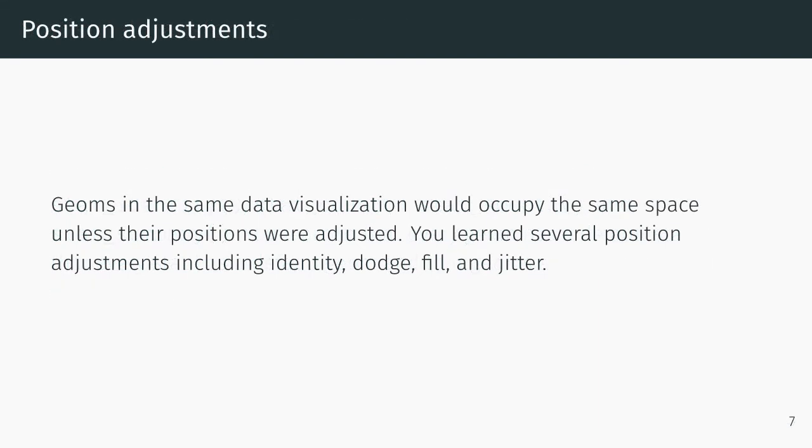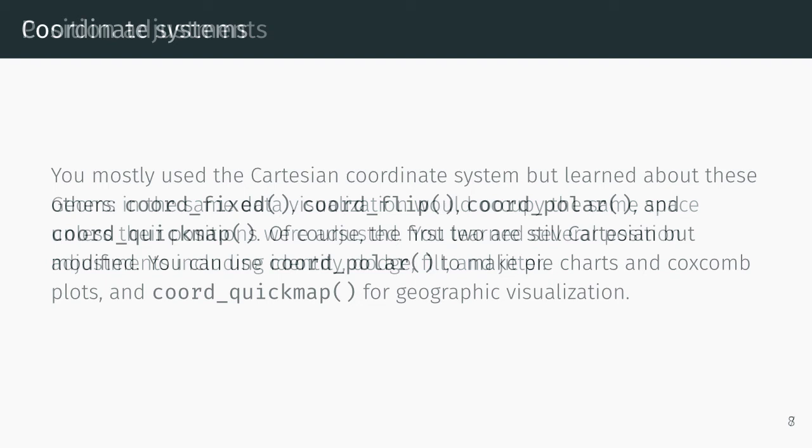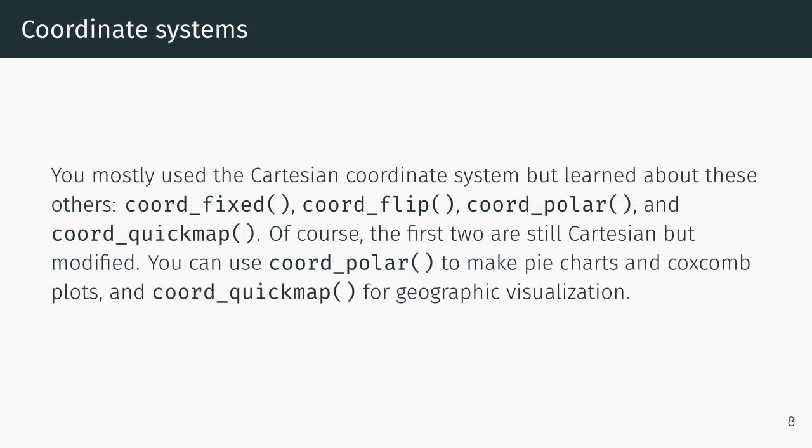Geoms in the same data visualization would occupy the same space unless their positions were adjusted, so you learned several position adjustments, including identity, dodge, fill, and jitter. And you used mostly the Cartesian coordinate system, but you learned about these others: coord fixed, coord flip, coord polar, and coord quickmap. Now, of course, the first two are still Cartesian, but modified. And you can use coord polar to make pie charts and coxcomb plots, and coord quickmap for geographic visualization.